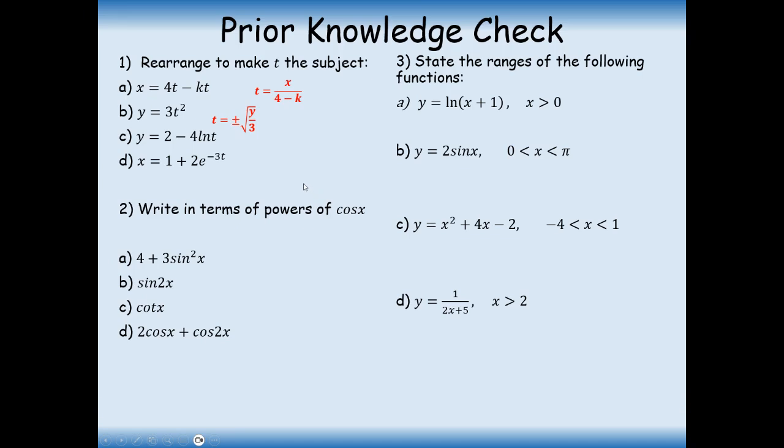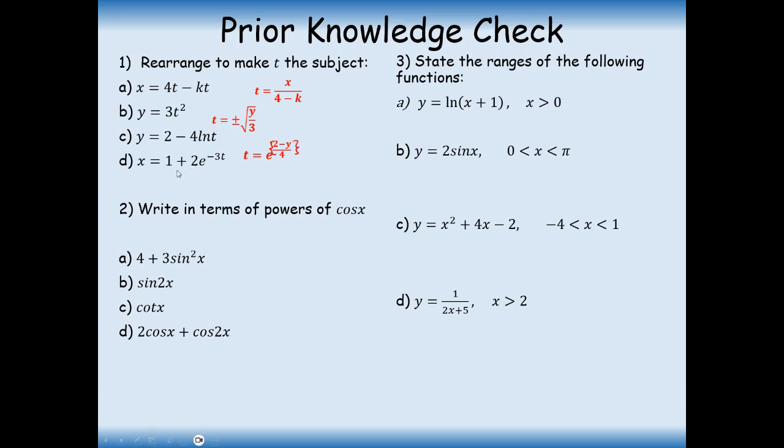This part C, we can write 2 minus y equals 4 log t, divide both sides by 4, and use the exponential function to eliminate log. Therefore, t is e to the power of (2 minus y) over 4.